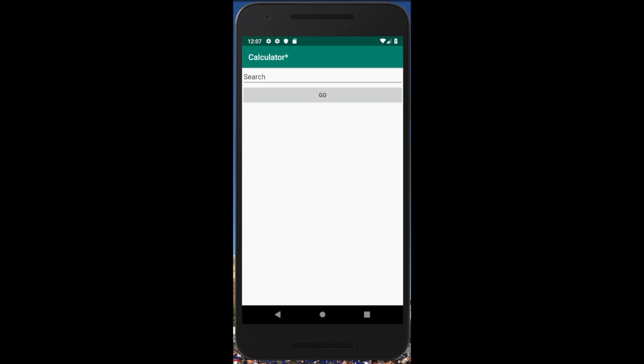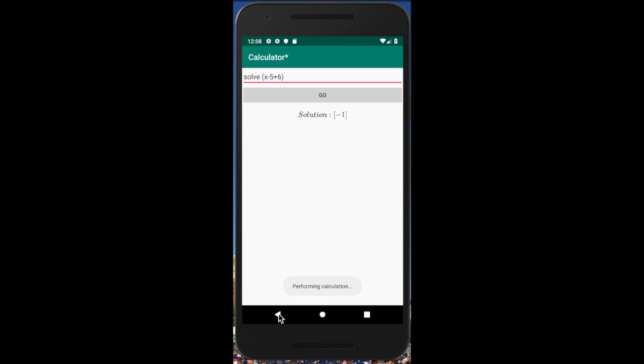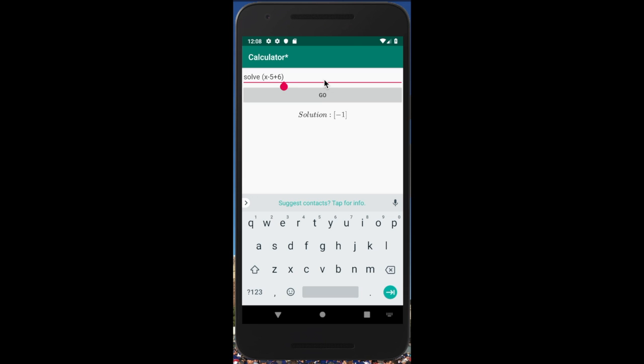Here's the application. There's a search bar at the top where you input the problem you want to solve and then a Go button to solve it. Let me show you some examples. We're first going to solve x minus 5 plus 6. Now we're going to solve x squared minus 1.